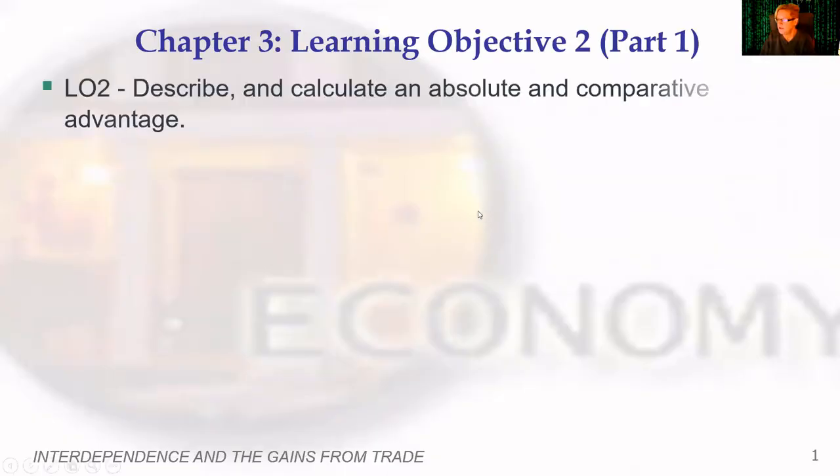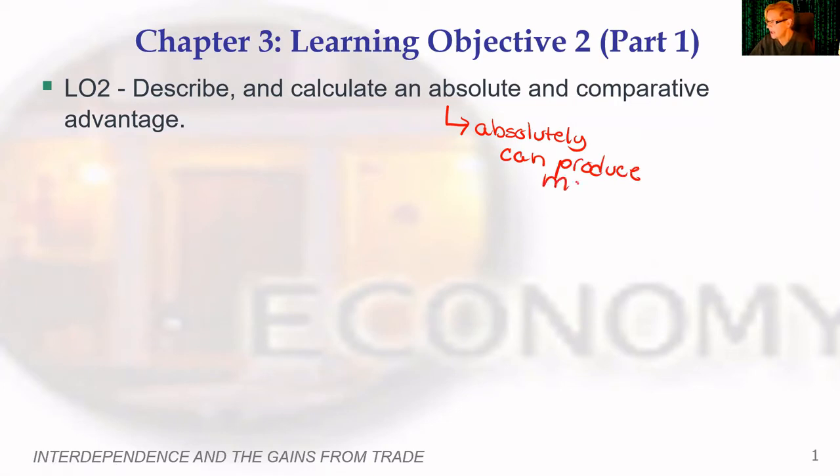Okay, so again, we're going to take a look at the difference between an absolute and a comparative advantage. And so for just our purposes right now, we can say that an absolute advantage is who absolutely can produce more, given their available inputs. Now, an absolute advantage has nothing to do with trade. It doesn't determine trade. It has nothing to do with it.